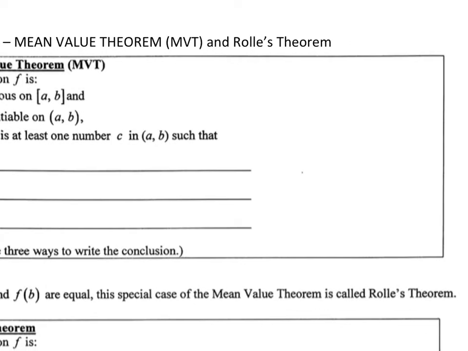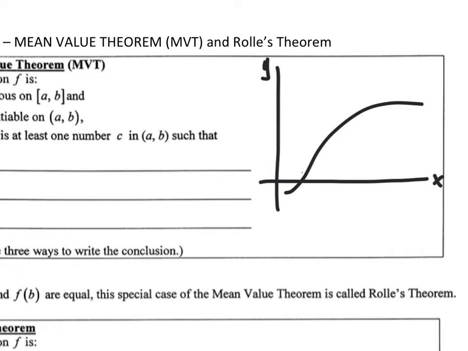So I'm going to draw a graph, and I'm going to call this the x-axis, call this the y-axis, and I'm going to draw a function, and we're going to call this f of x. I'm going to put a point here on my x-axis and call it point a. I'm going to put another x value here and call this b. So here I have my closed interval from a to b. And what you can see is that we are continuous along that closed interval and we are differentiable.